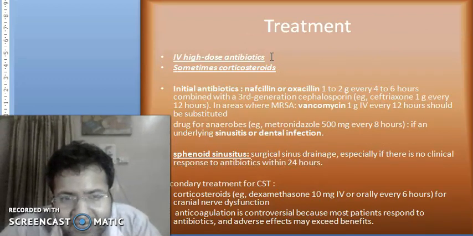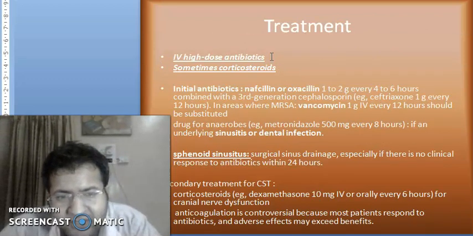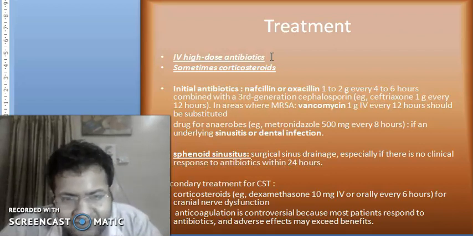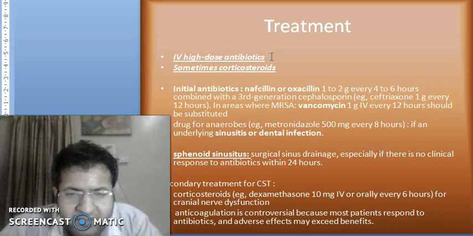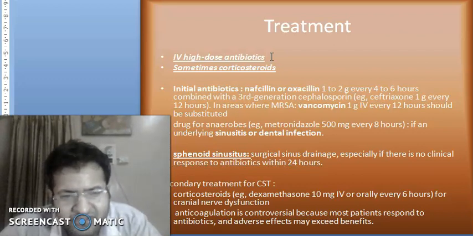It is treated with IV high dose antibiotics and sometimes corticosteroids along with NSAIDs. What are the initial antibiotics which we should give? Initial antibiotics have to be started with the nafcillin, oxacillin class. In areas with MRSA, vancomycin can be given, and drugs for anaerobes have to be started if there is a sinusitis or a dental infection.